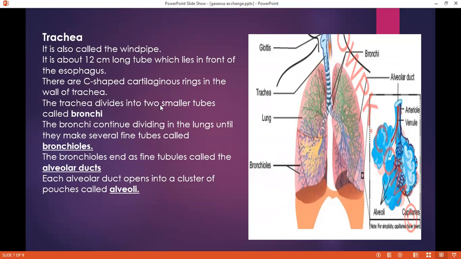The trachea divides into two smaller tubes. These are the two smaller tubes called bronchi. These bronchi further branch into smaller branches called bronchioles. These bronchioles make fine tubules called alveolar ducts. This is the alveolar duct, which is shown in a large visual. Each alveolar duct opens into a cluster of pouches called alveoli. Alveoli are basically the structures where gaseous exchange takes place.